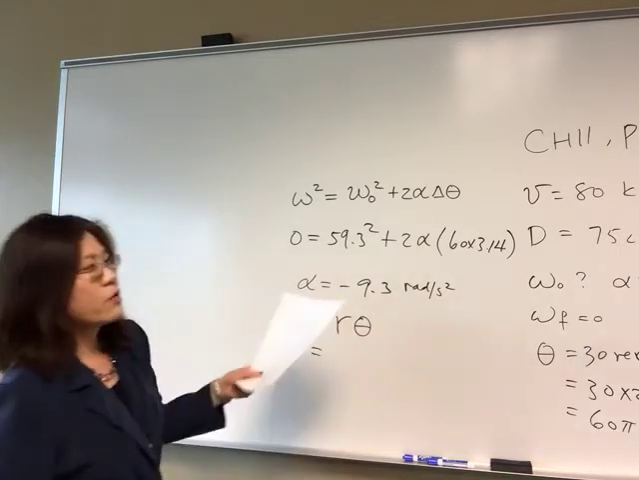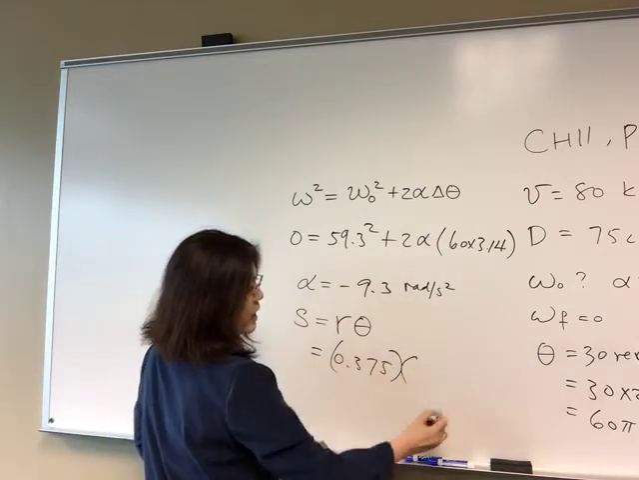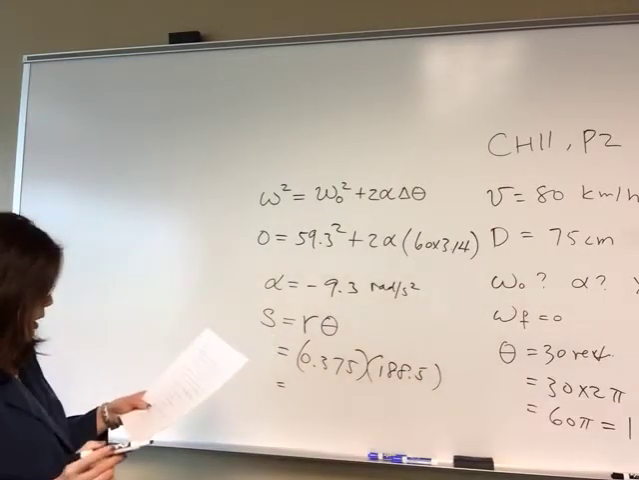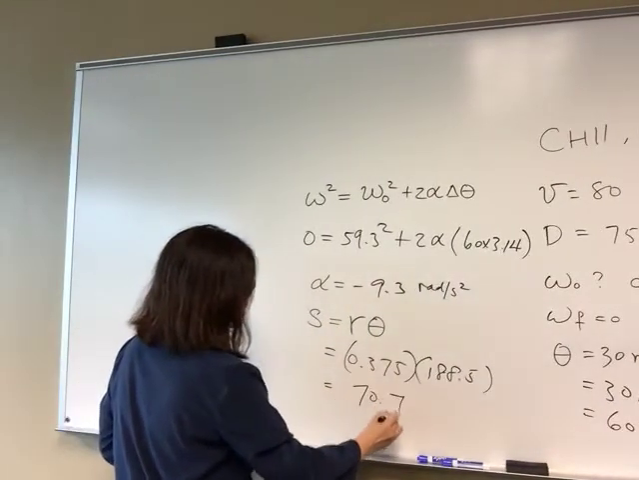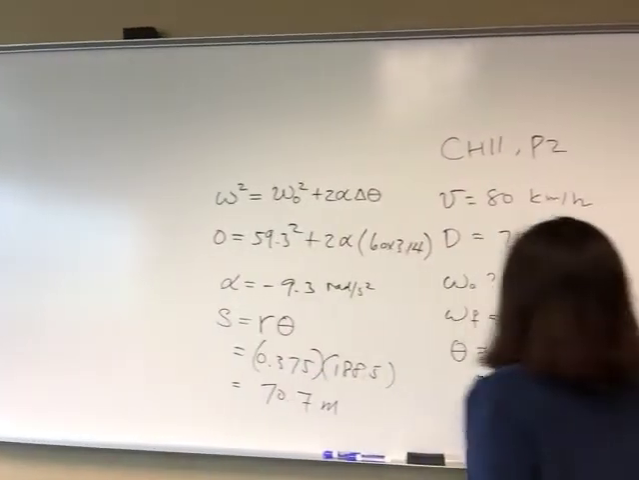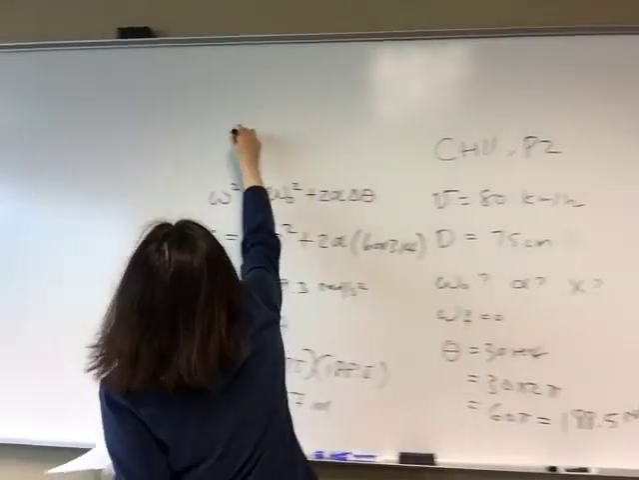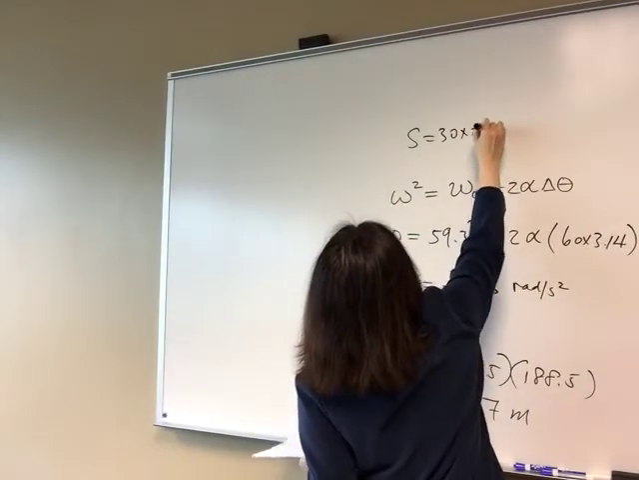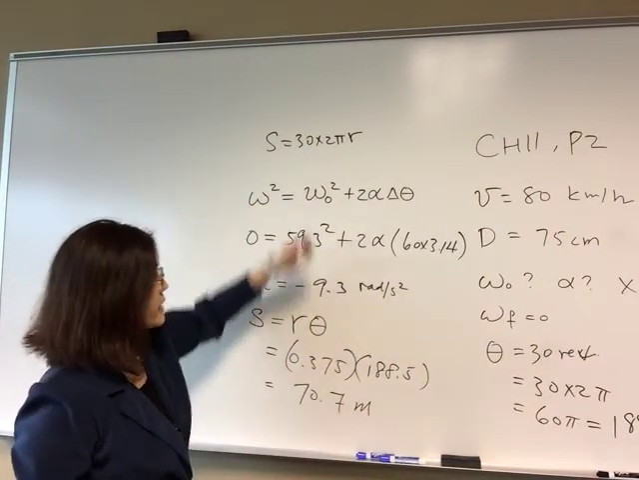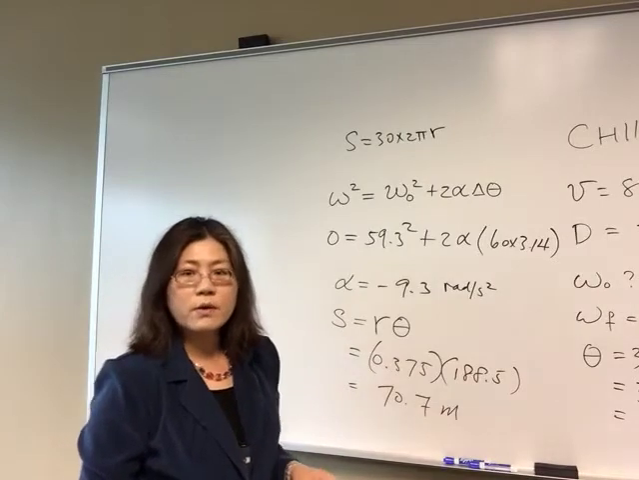So you have your R, which is 0.375, and your theta, which is 188.5. After you do the multiplication, you will get 70.7 meters. Or you can just use common sense. It has 30 revolutions, and each is 2 pi r, because that's the circumference. So that's exactly the same thing here: 60 pi times r. That gives you 70.7 meters.